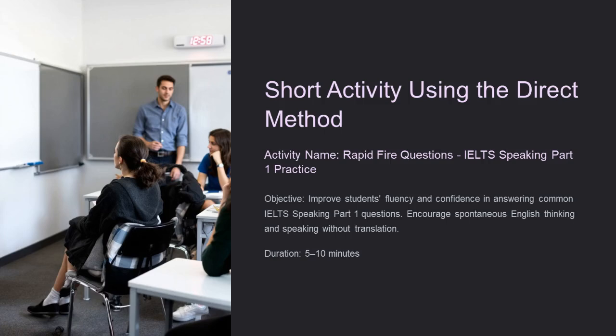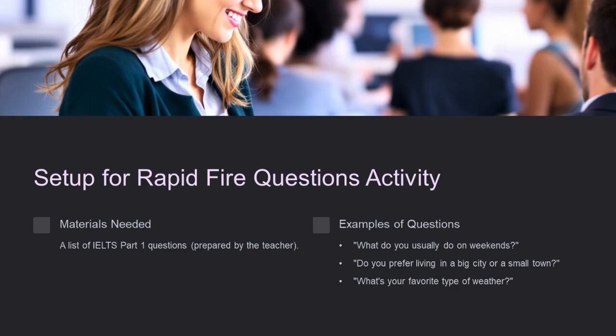The rapid-fire questions activity aims to improve students' fluency and confidence in answering common IELTS speaking Part 1 questions, encouraging spontaneous English thinking and speaking. To set up the activity, you'll need a list of IELTS Part 1 questions prepared by the teacher. Examples of questions include, what do you usually do on weekends? And, do you prefer living in a big city or a small town?